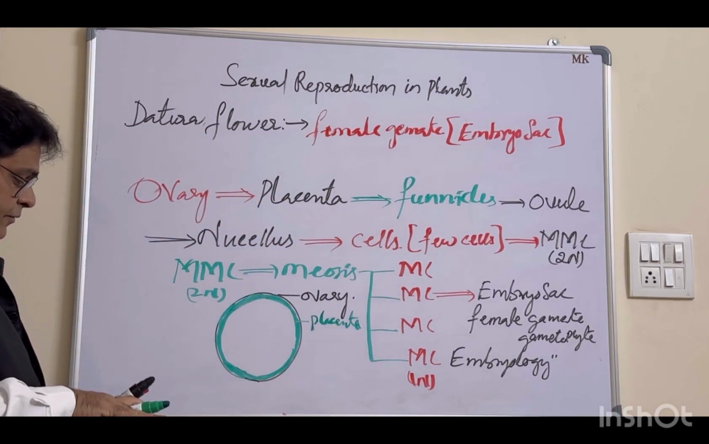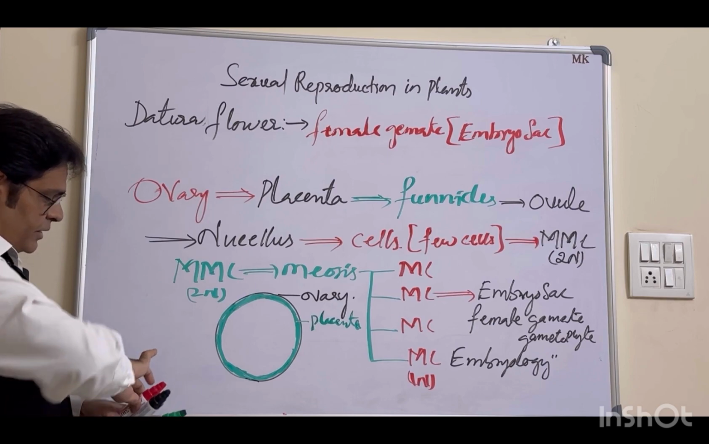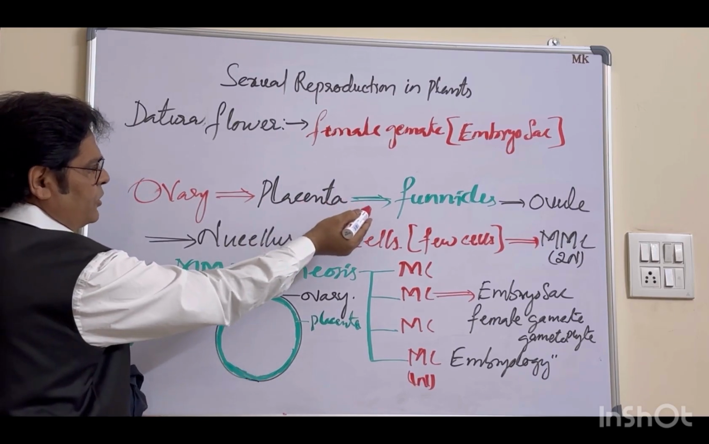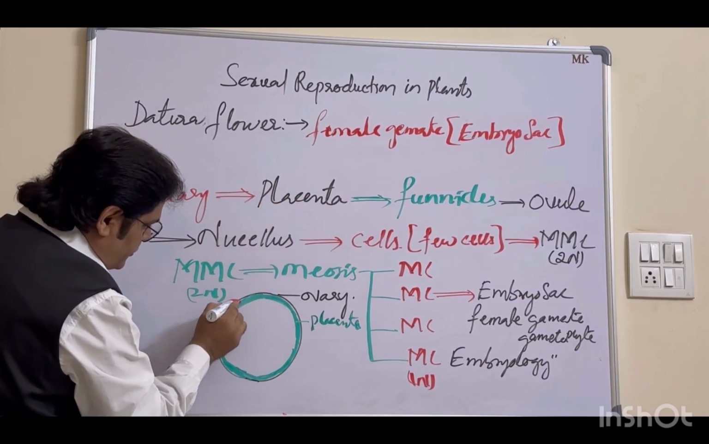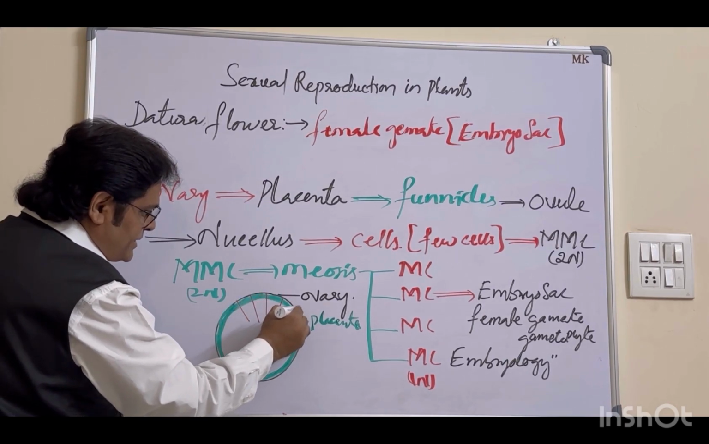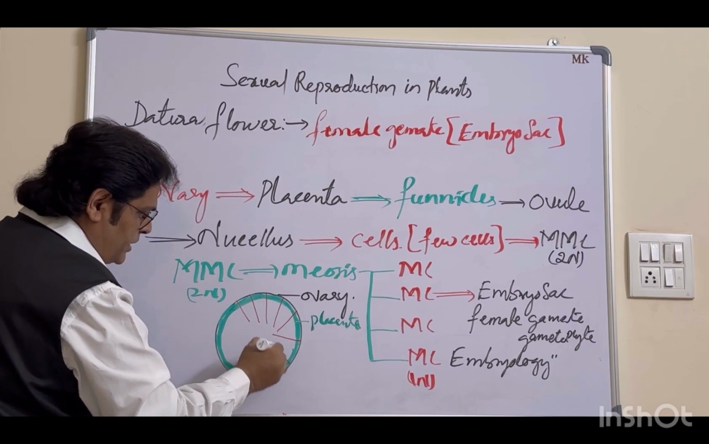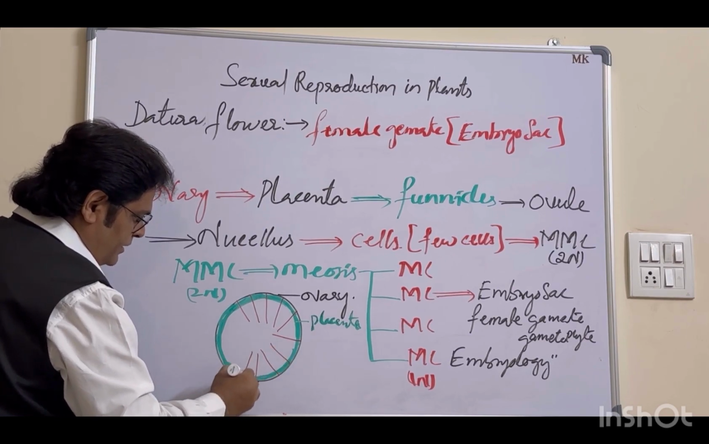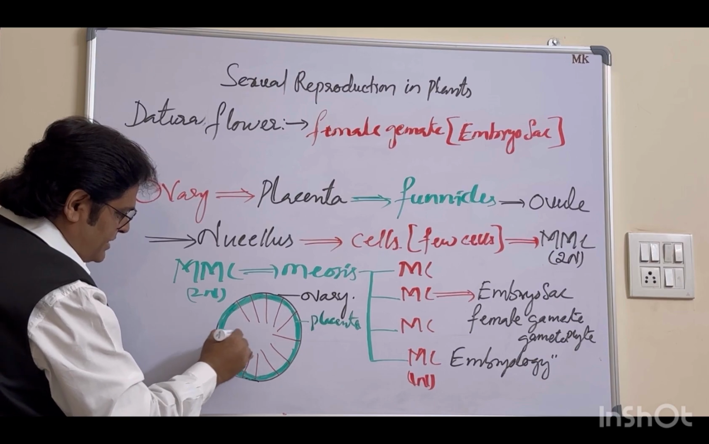Placenta. Clear? From the ovary, through the placenta, a large number of stalks arise. Stick-like structures arise like this. Many, many of them arise here. Clear?